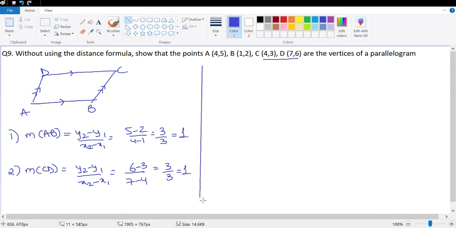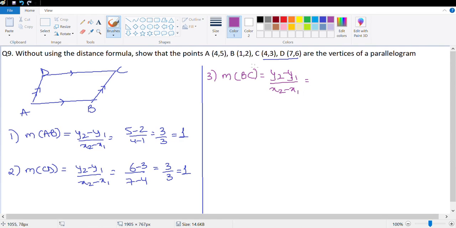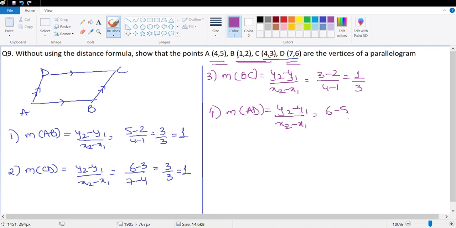Next, let's try and figure out the slope of the other two sides, which is point number 3. Slope of BC would be equal to, again, y2 minus y1 upon x2 minus x1. In this case, we are looking at BC, 3 minus 2 upon 4 minus 1, which is 1 upon 3. Let's figure out the slope of AD. Slope of AD would also be equal to y2 minus y1 upon x2 minus x1. So this is A, this is D. So that's 6 minus 5 upon 7 minus 4.